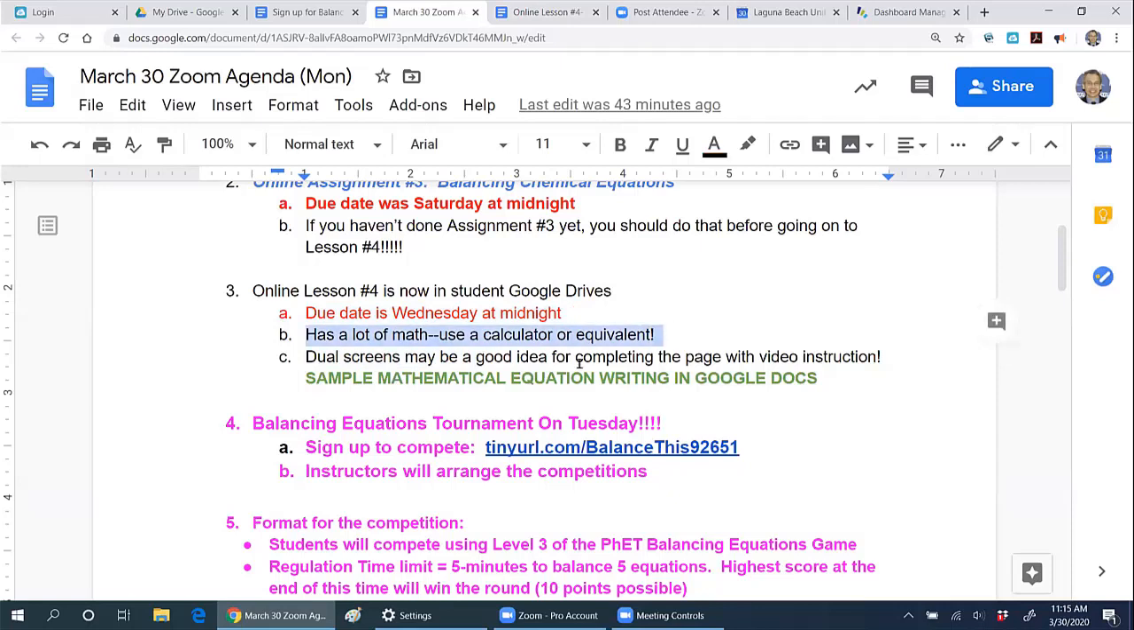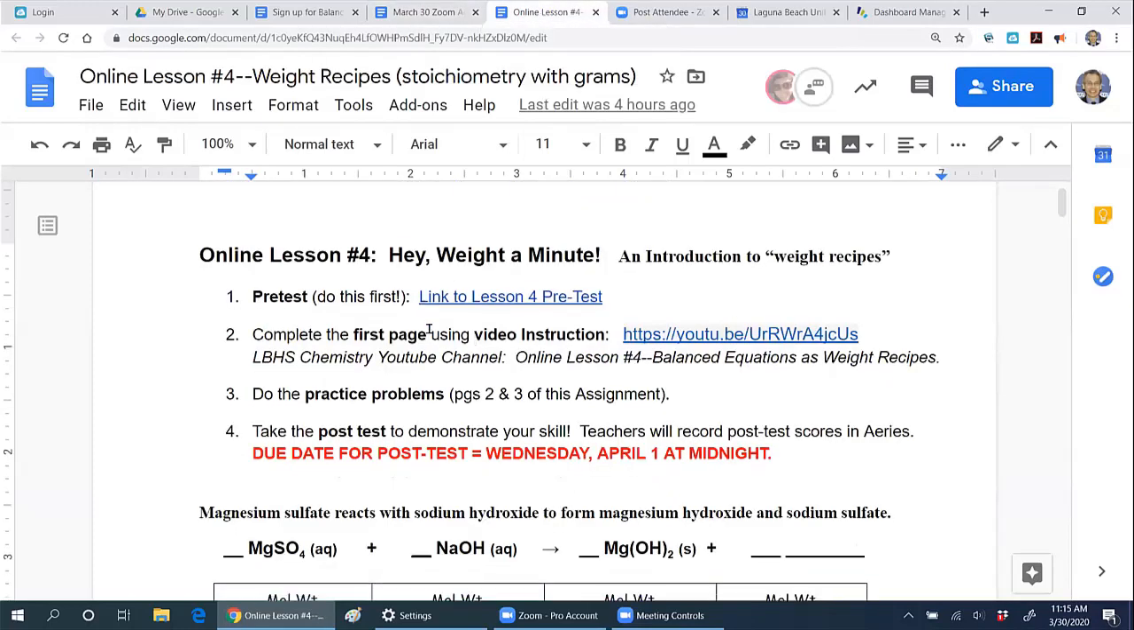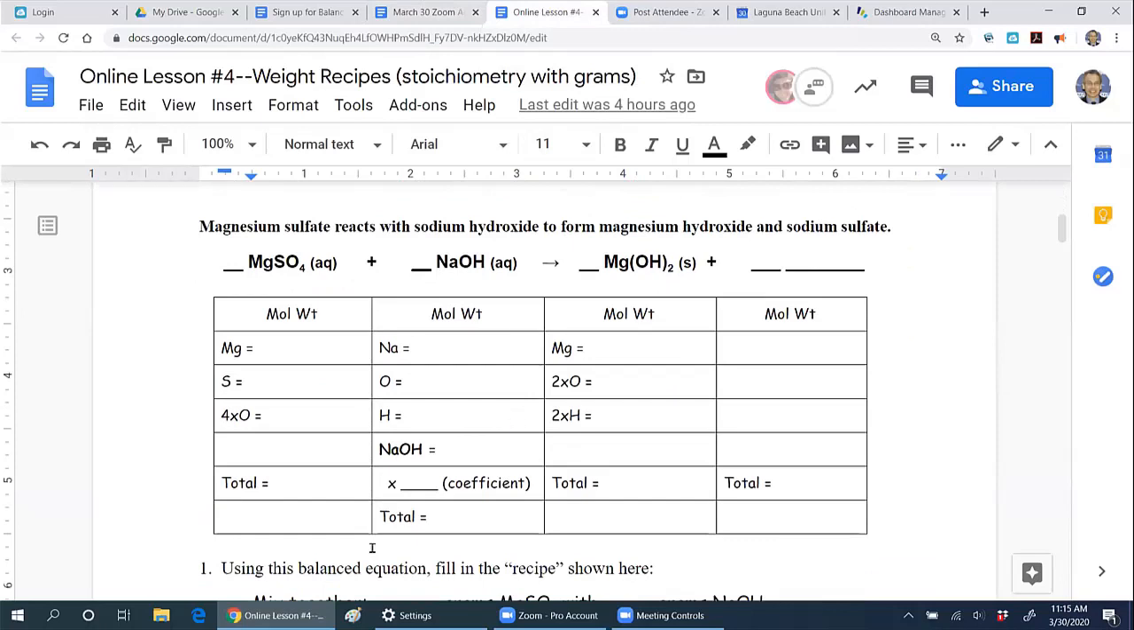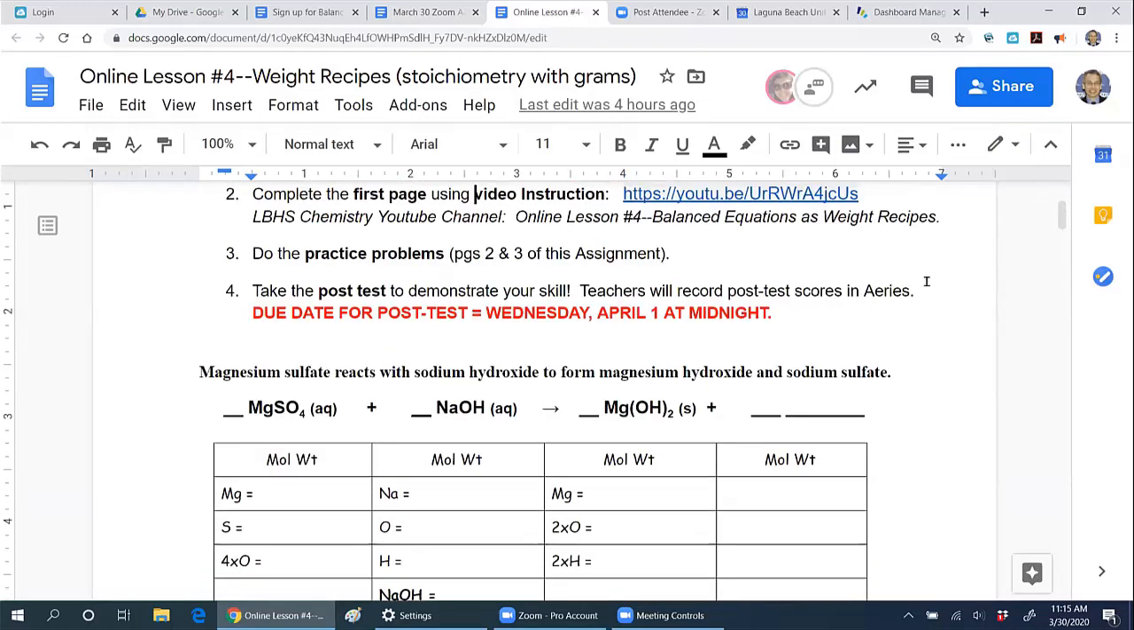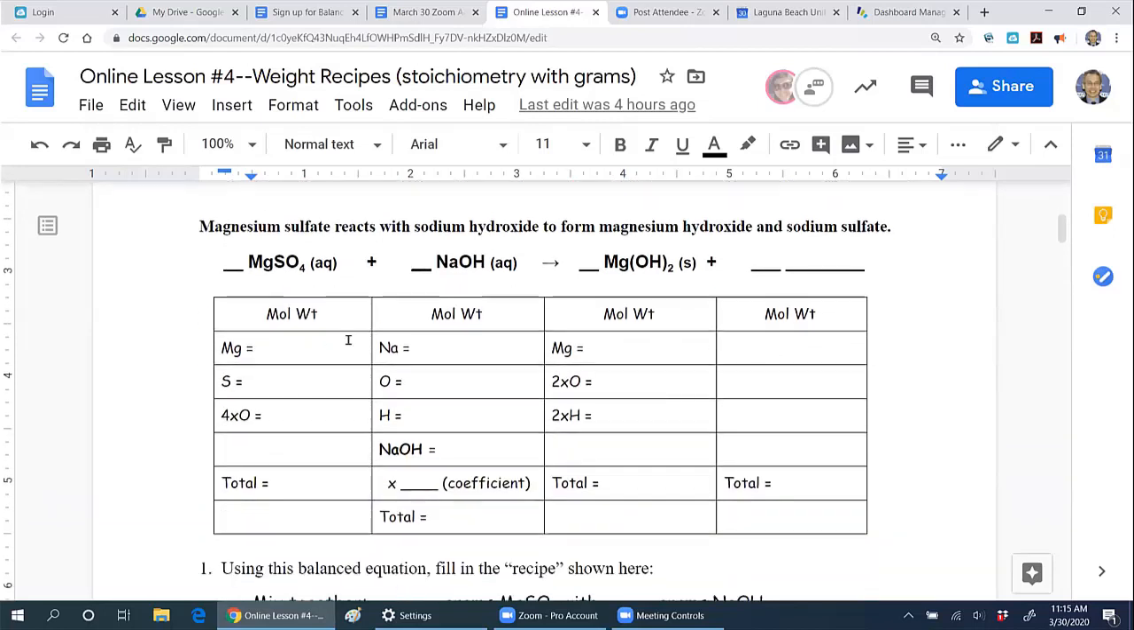Please do use a calculator or something that calculates for you. Dual screens will be a good idea for completing the page with video instruction. So the reason for that is that there are places to put things in this document. And if you're watching the YouTube, then you may not be able to do both well on one screen. But if you're watching the YouTube on your phone, for example, and saying, okay, it tells me what to do here, two screens may be a good idea.